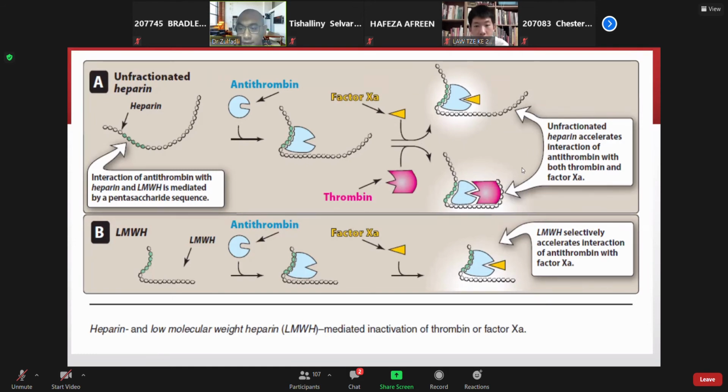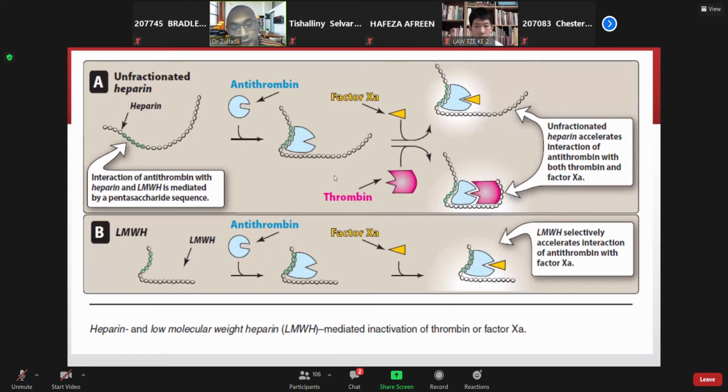Okay, but the low molecular weight heparin binds to the antithrombin. So this antithrombin and low molecular weight heparin complex will only specifically bind to the 10A. So that's why the monitoring is less in the low molecular weight treatment, because this is more specific to the factor 10A.